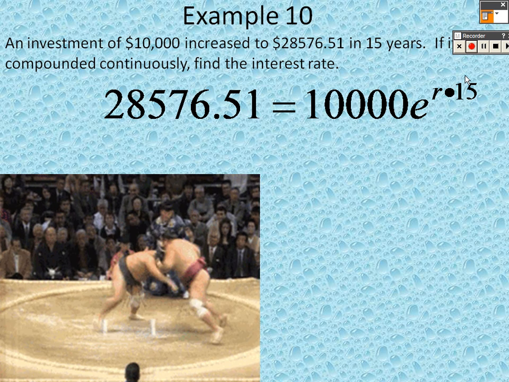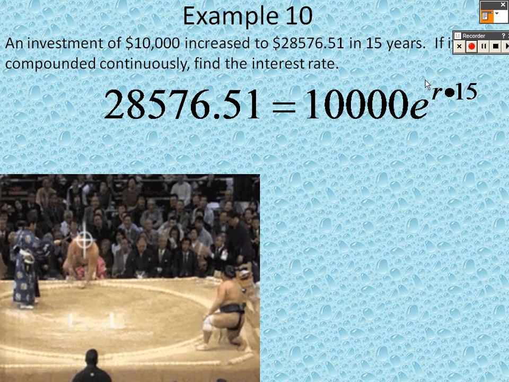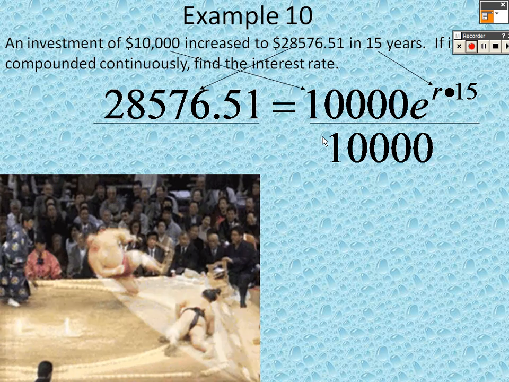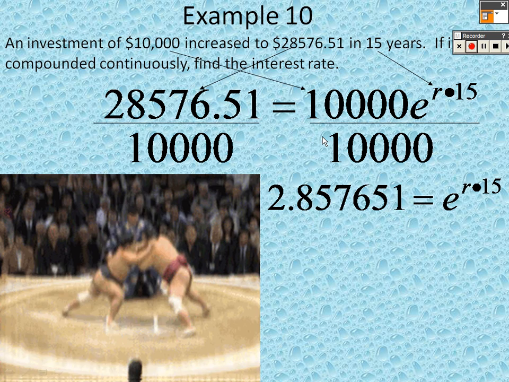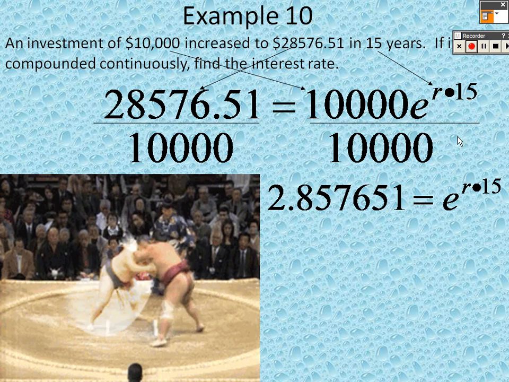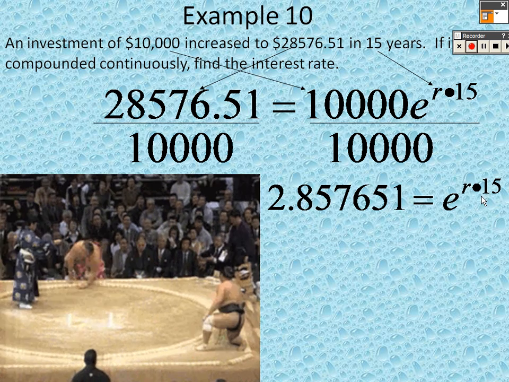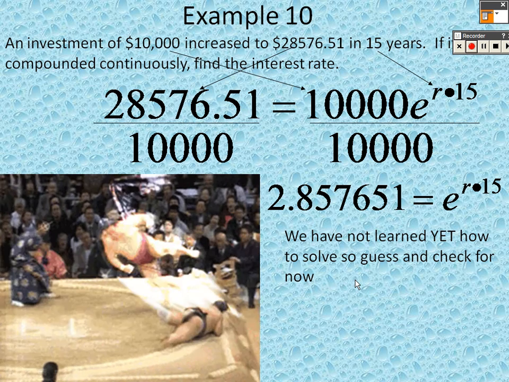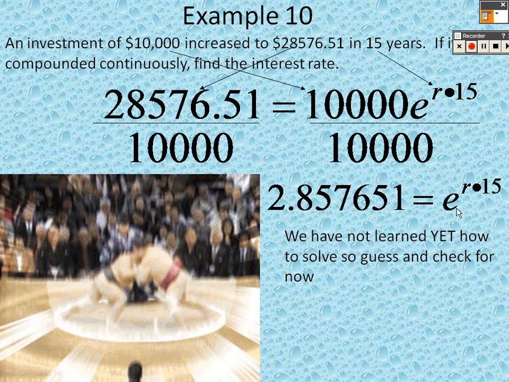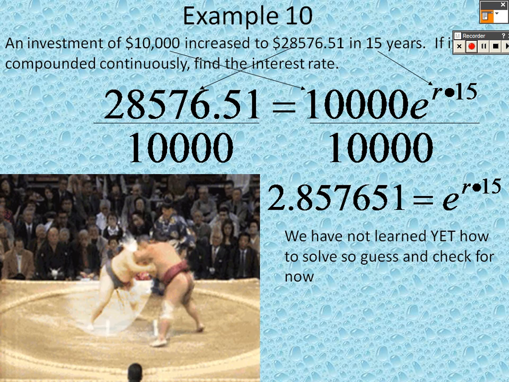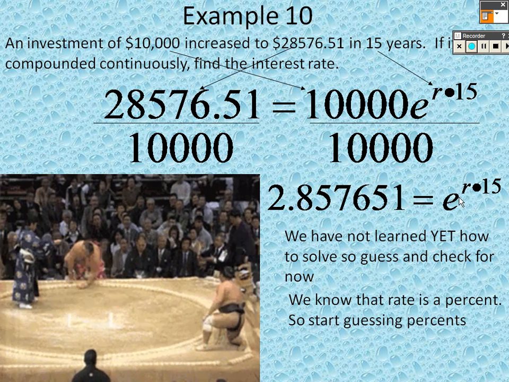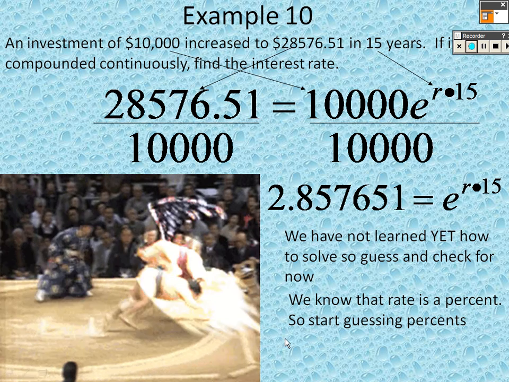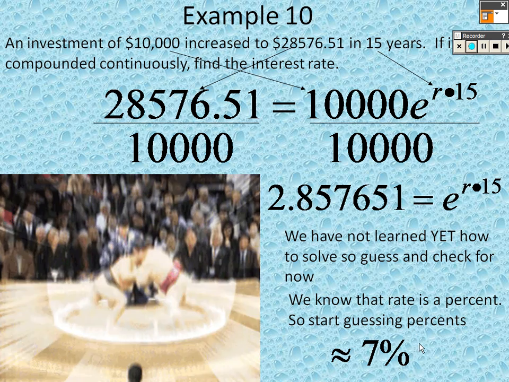So I need to get this e by itself. In order to get that e and that r by itself, I'm going to divide by the 10,000 on both sides, and by doing that I end up getting 2.857651 equals e to the 15r. So we've not learned how to do this yet, so right now we're just going to have to guess and check, but there is a way with natural logs that you can solve this problem really quickly. So you can just plug in by guessing and checking to see what it is by putting in some percents, and it is about 7%.